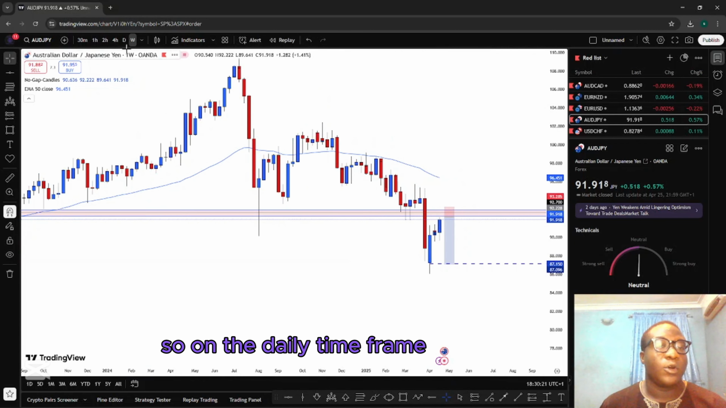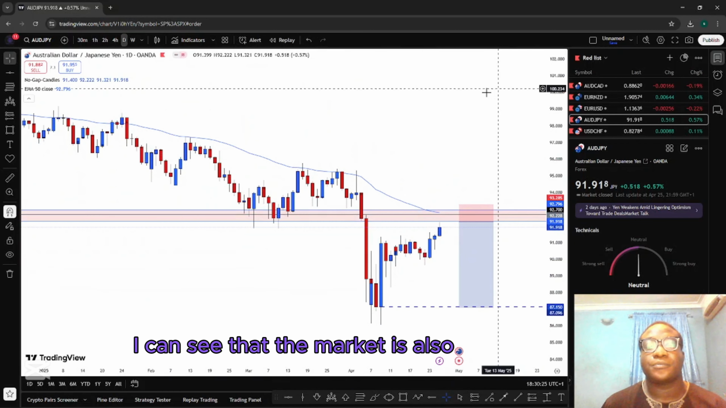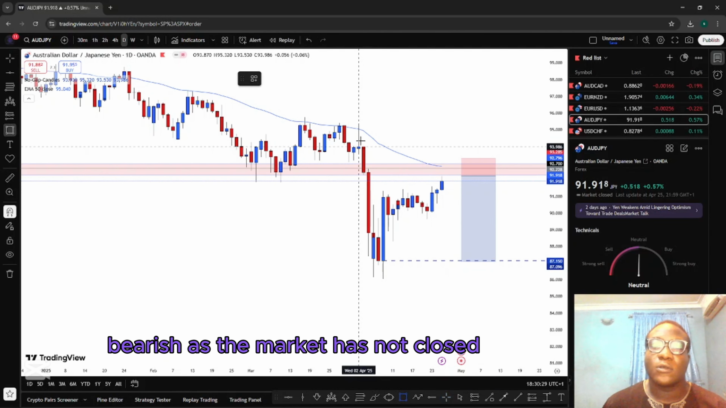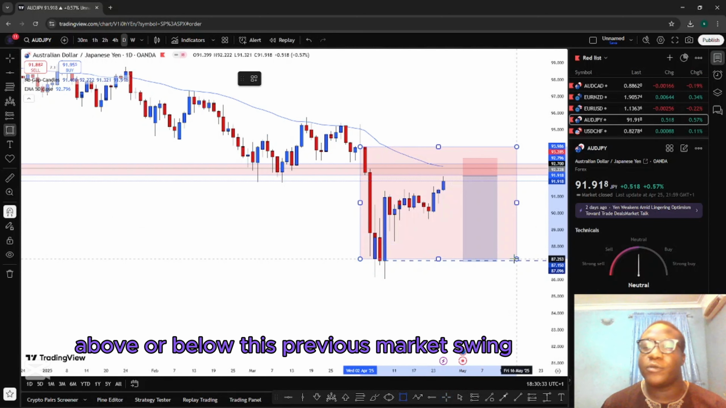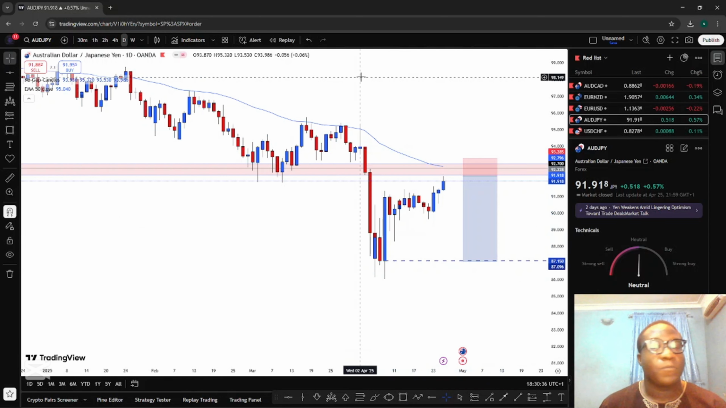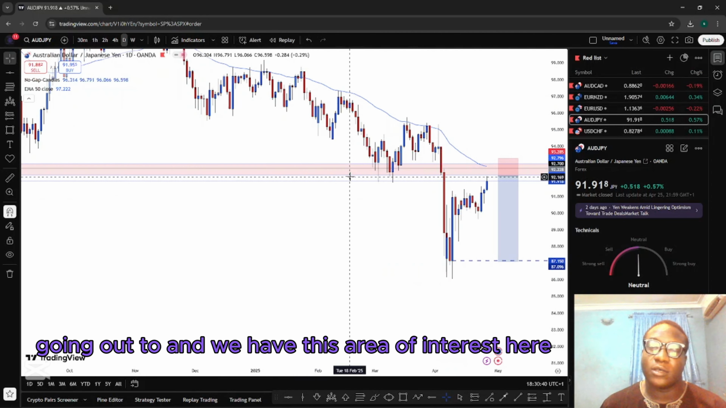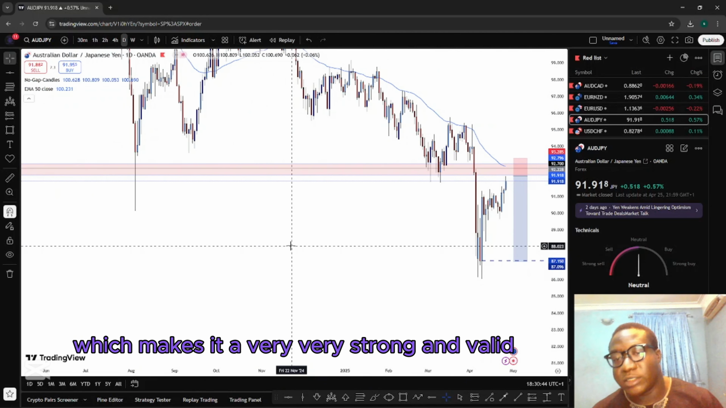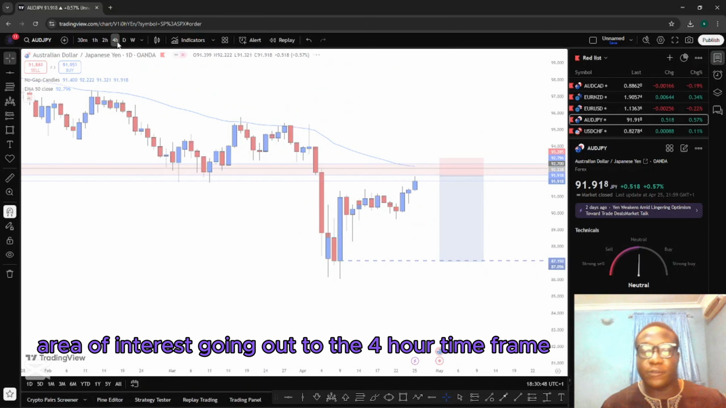So on the daily time frame, you can see that the market is also bearish, as the market has not closed above or below this previous market swing. Going down, we have this area of interest here also on the daily time frame, which makes it a very strong and valid area of interest. Going down to the 4-hour time frame.